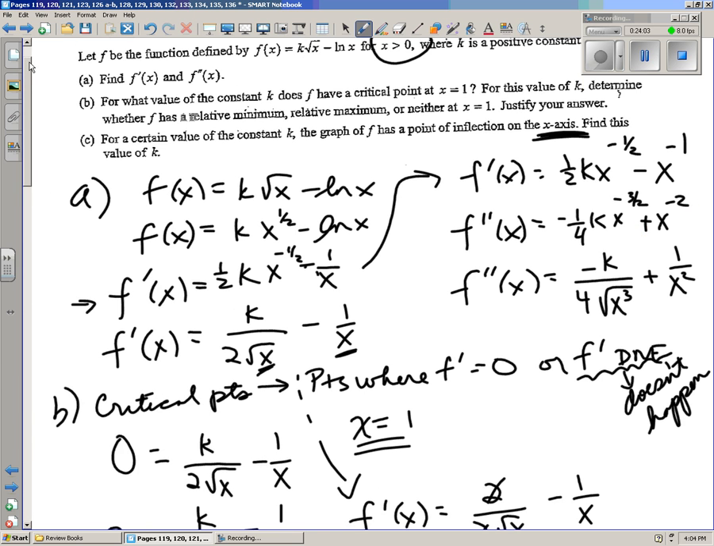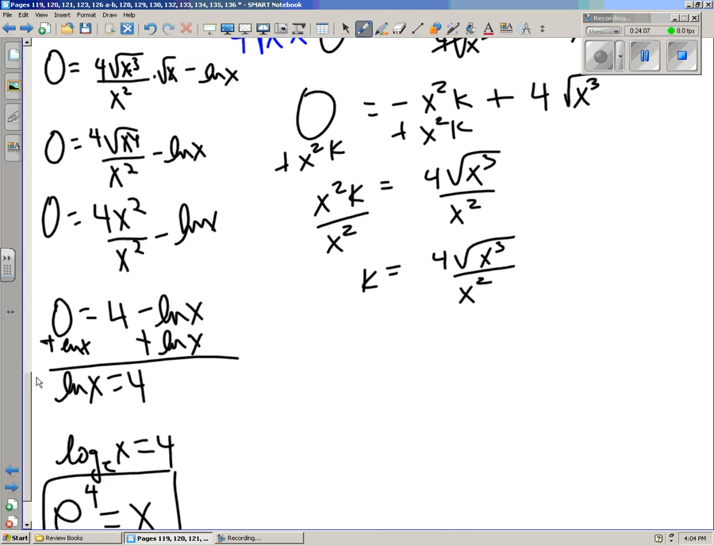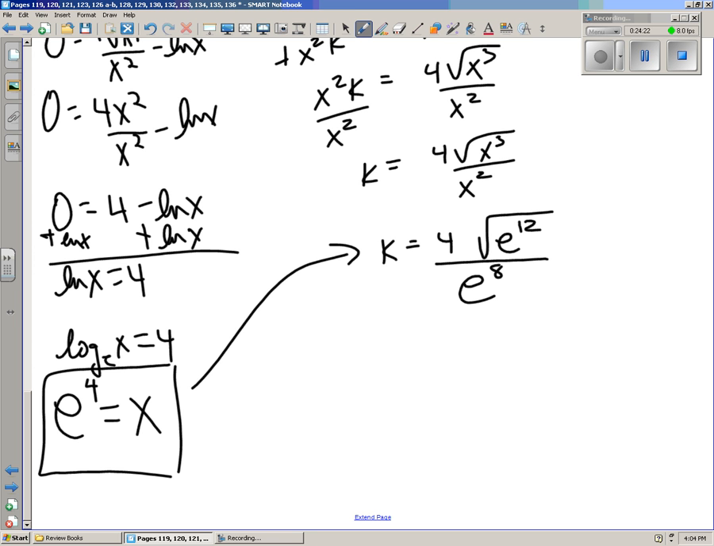And did we do everything? We found the value of k. Actually, we found the value of x. We found the value of x to be e to the 4th. And k would be 4 square root of e to the 4th cubed, which is e to the 12th, over e to the 4th squared, which is e to the 8th. And I would leave this like this and be done.